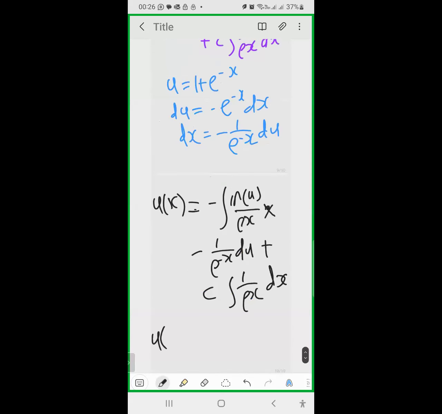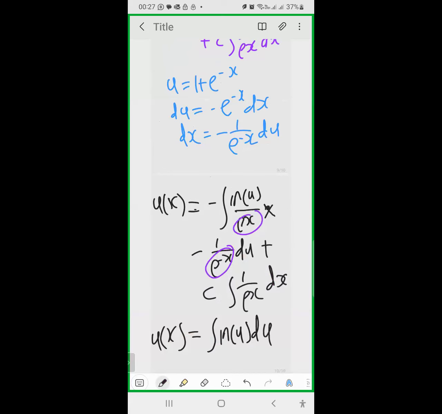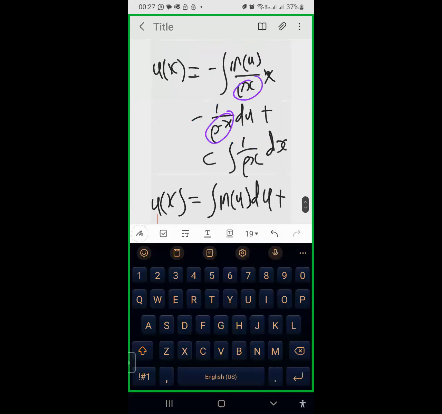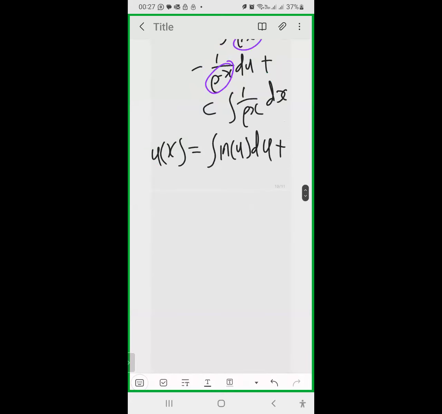Therefore, we have u of x equal to negative, and the negative makes it a positive, so we're simply going to have the integral of ln of u. And then we can notice that this and this will be e to the power 0, which is simply 1. So this is simply the integral of ln of u du, and then plus c multiplied by the integral of this thing. I can rewrite it as e to the power x.